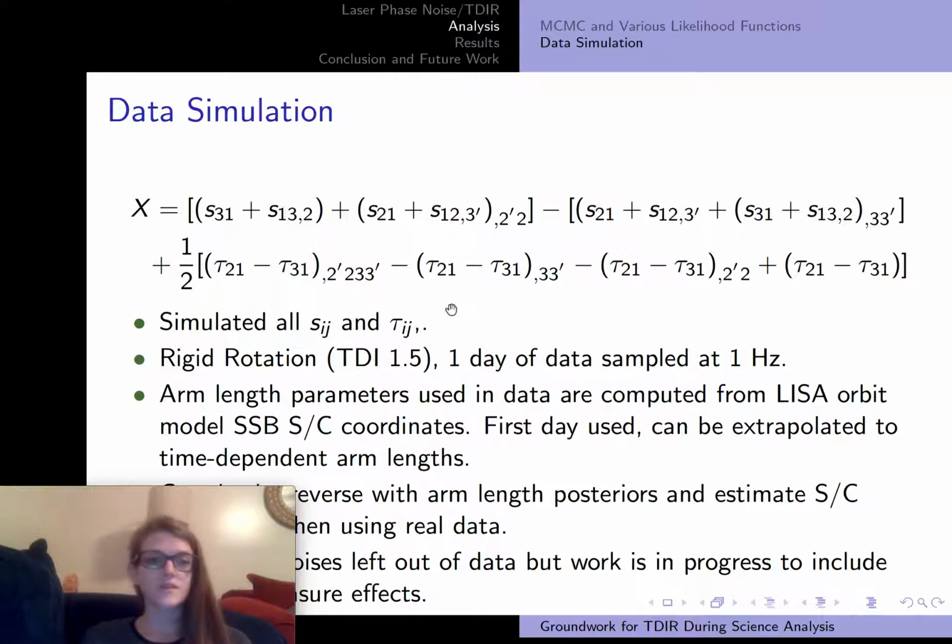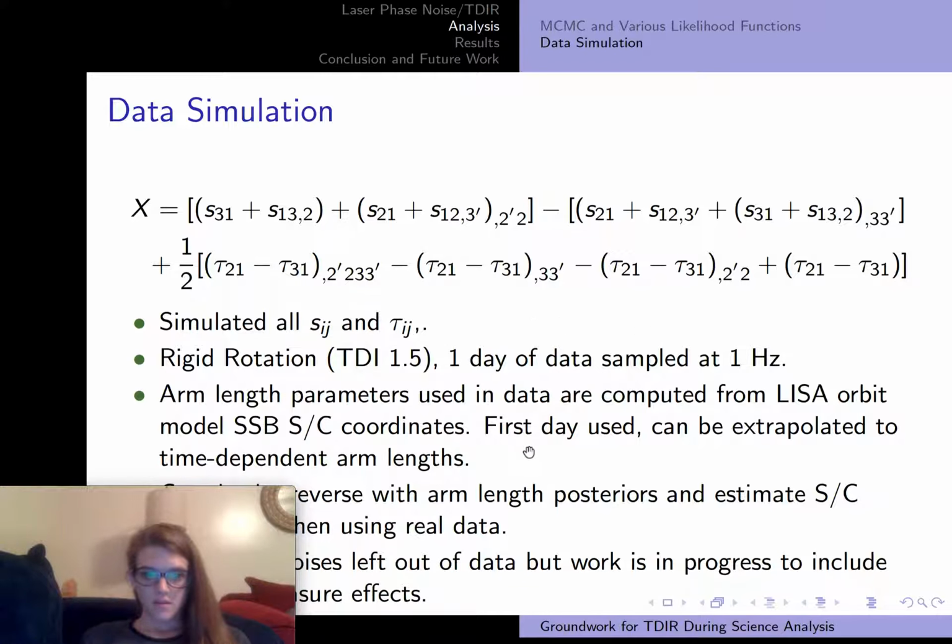And first I'm going to talk about the data simulation. So this is the data that went into the analysis. So basically I just had to simulate all of the science and reference measurements, and then feed that into the MCMC and estimate the external delays. I mentioned that we were doing rigid rotation at 1 day of data, sampled at 1 Hertz.